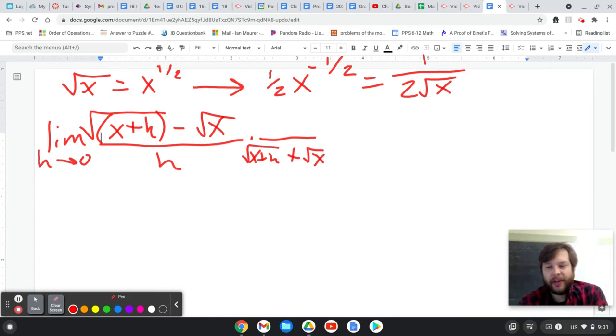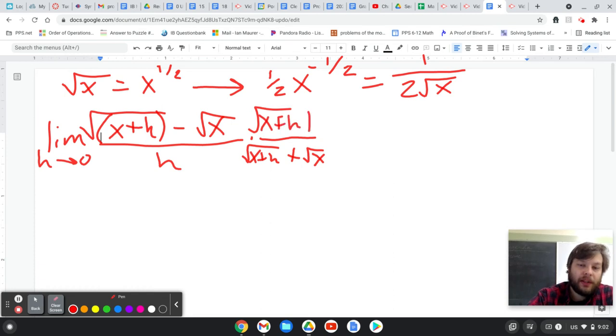And the reason I have a plus there is because when you do the limit as h goes to 0, I'll have 2 square root of x in the denominator. And if you do plus also on the top, this leads to some really nice cancellation. So what I'll do is multiply out the top.